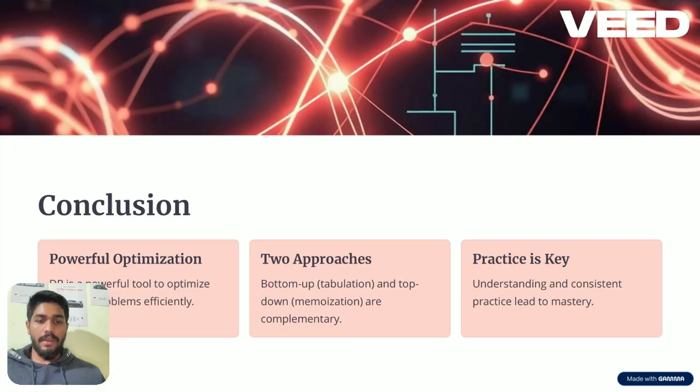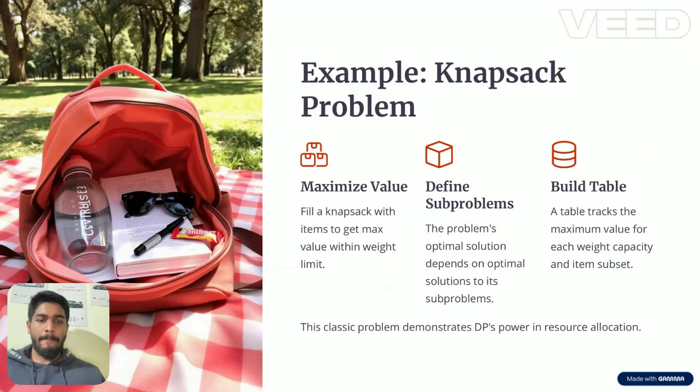Conclusions. Powerful optimization: a powerful tool to optimize problems efficiently. Two approaches, bottom-up tabulation and top-down memoization, are complementary. Practice is key. Understanding and consistent practice leads to mastery. For example, knapsack problem: maximize value, define subproblems, build table.